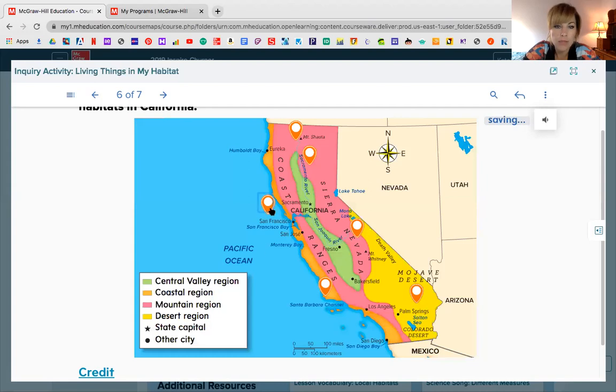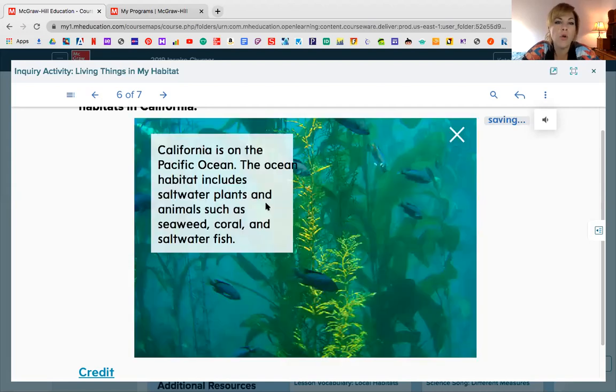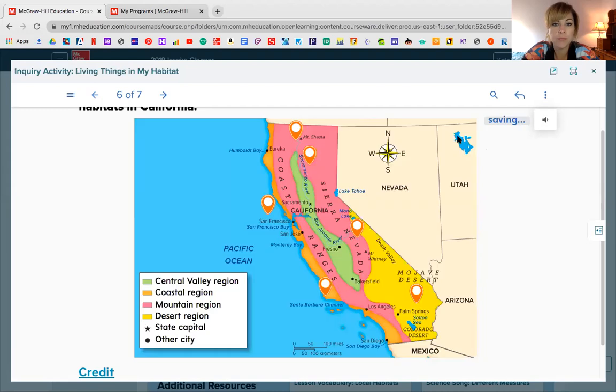Oh, San Francisco. I think they're pointing to the ocean part of it, okay? So this is more in the Pacific Ocean. California is on the Pacific Ocean. The ocean habitat includes saltwater plants and animals such as seaweed, coral, and saltwater fish.